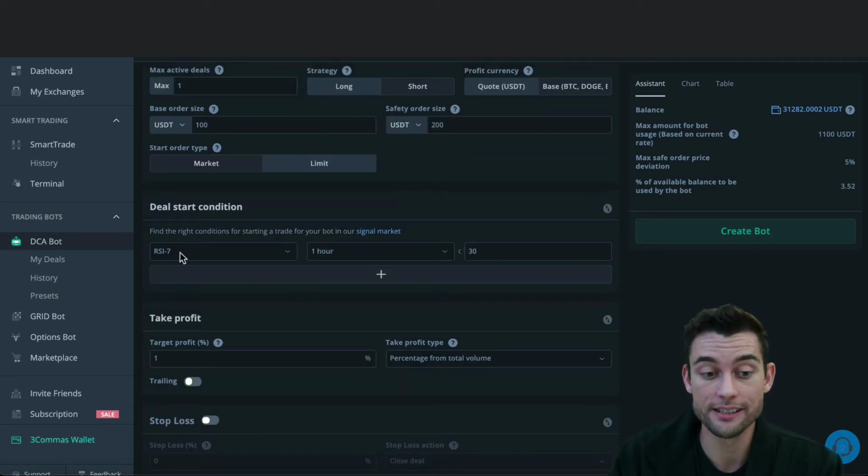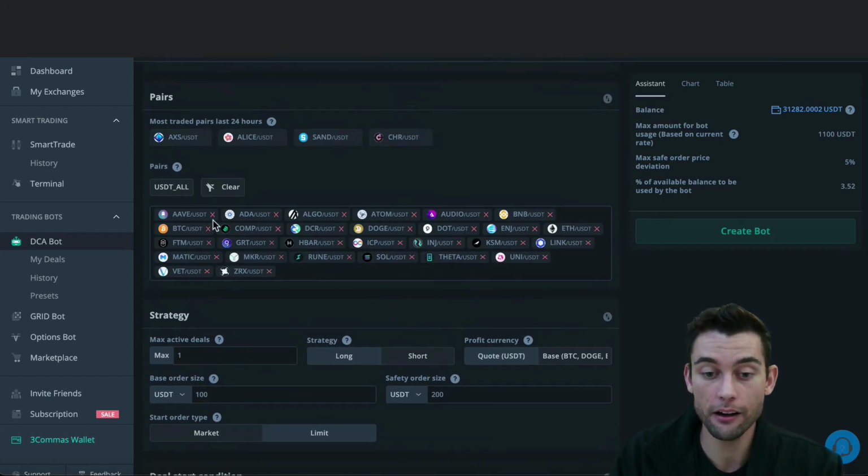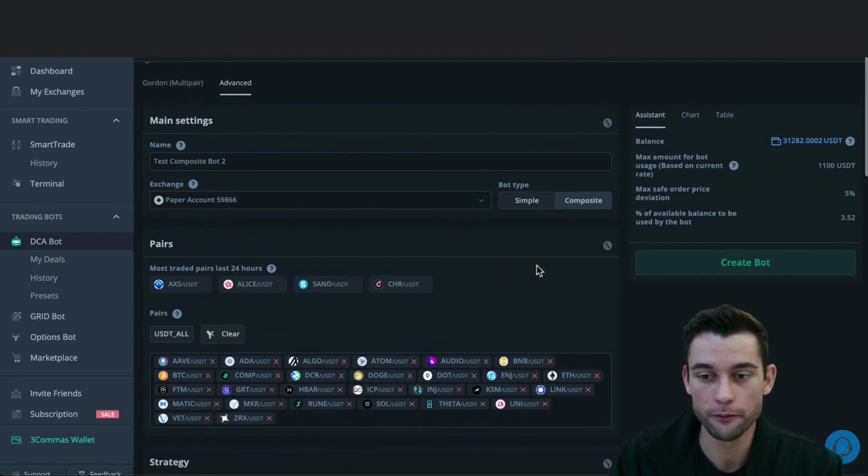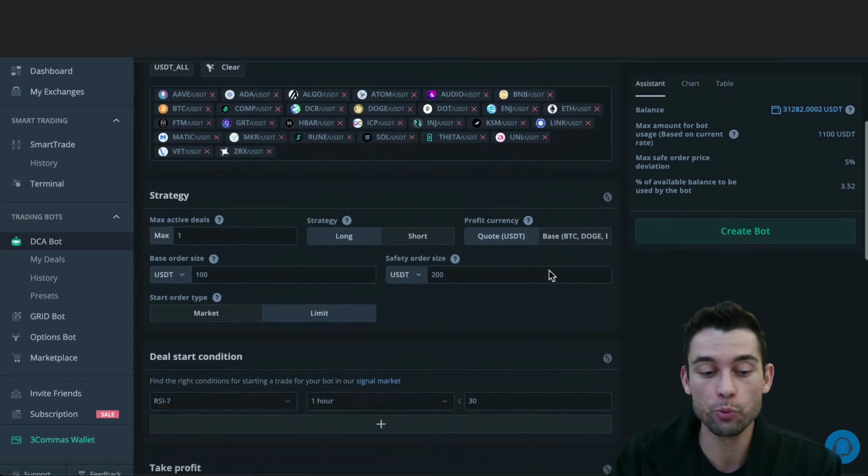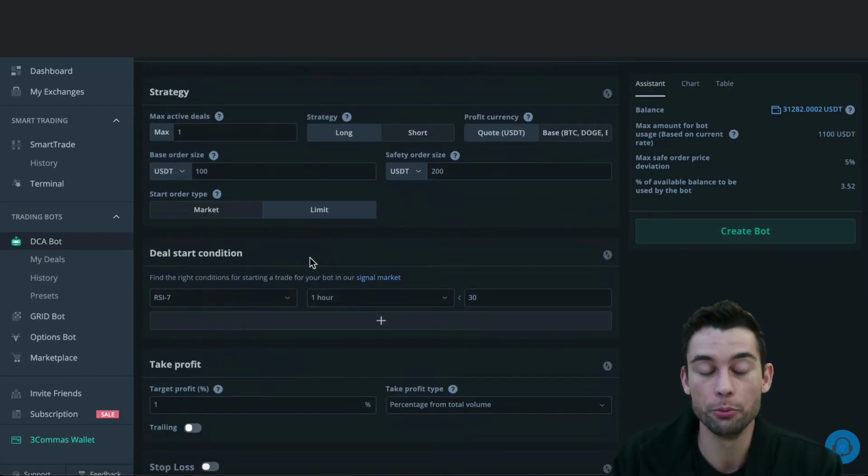So now when the 7-unit RSI hits under 30 on the 1 hour time frame for literally any of these cryptocurrencies that we chose for our composite bot, it will start the condition. It will start the trade. It'll start the bot. How cool is that?